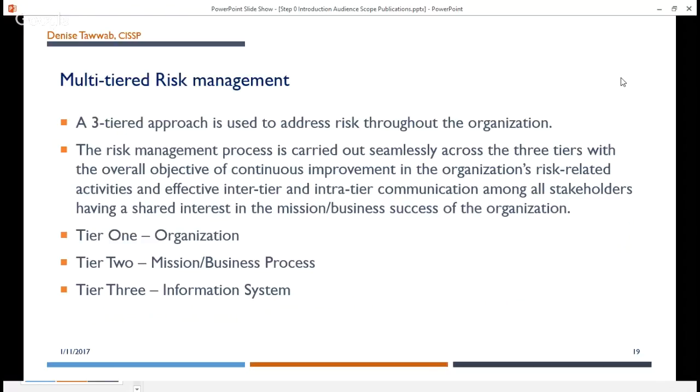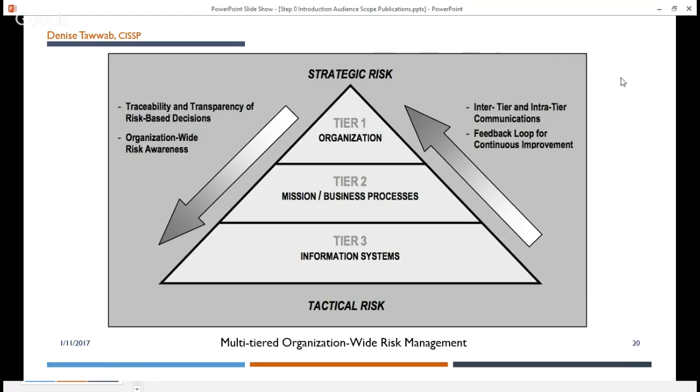The three tiers are tier one, which is your organization layer, tier two, mission business process, and tier three, your information system. And so this is what multi-tiered risk management looks like. And if you'll notice, you start at the top from a strategic level and you go down to a tactical level when you get to the bottom. So at tier one, it's all about strategy. At tier three, it's all about tactics, getting it done. Tier two kind of sits in the middle and it's a little bit of both. And we'll talk about that in a minute.